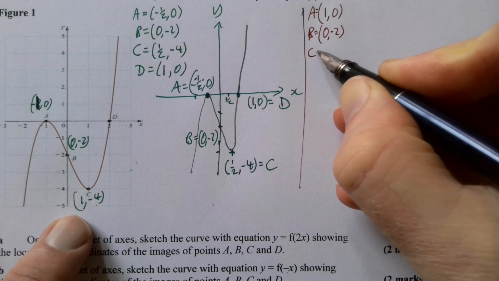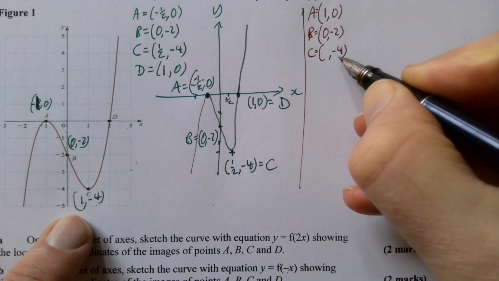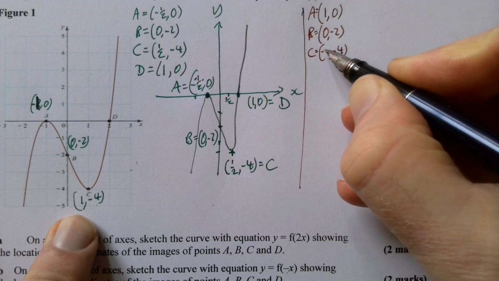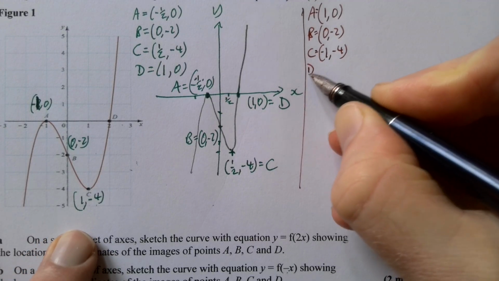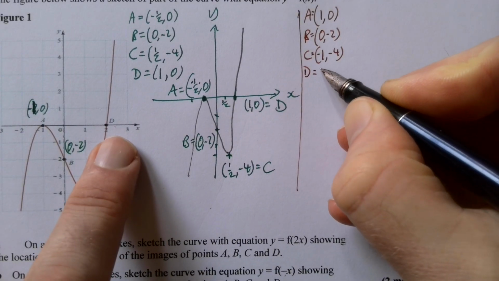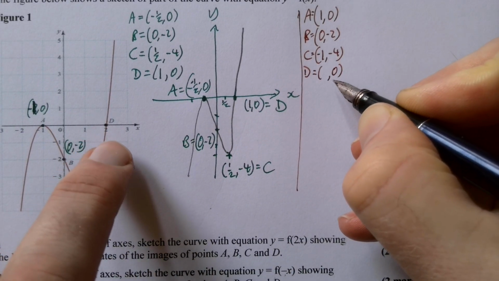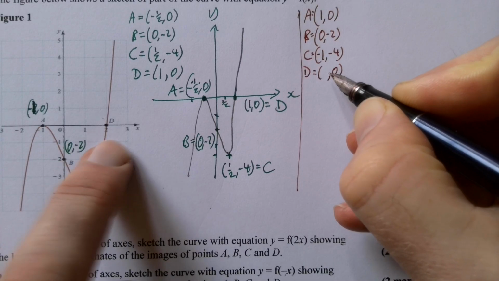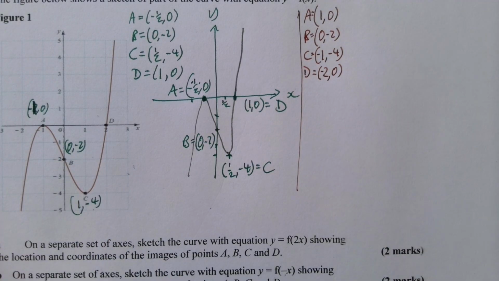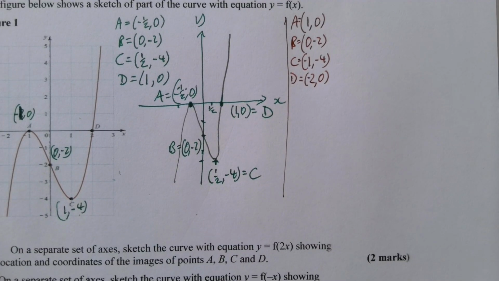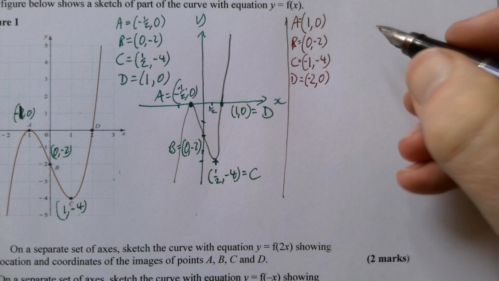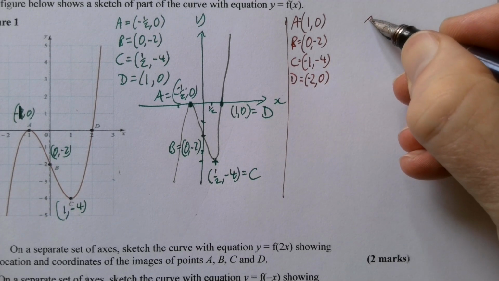For C, I'm going to get my negative 4 by timesing that by minus 1, so that's minus 1, and I'm going to get my D, my y value of 0, when my x value is the negative of 2, which is negative 2. And then I'm just plotting those points before I sketch that curve in.